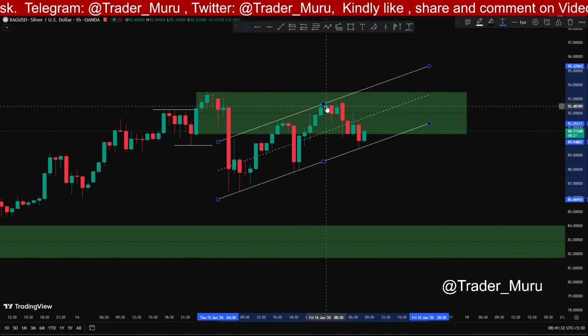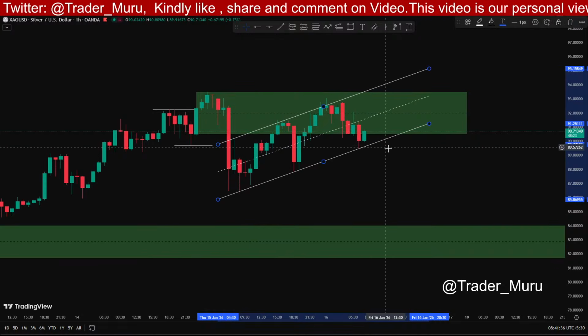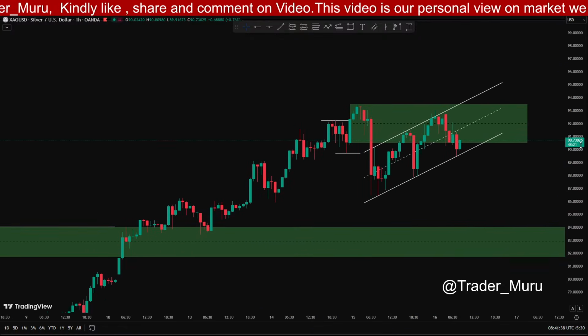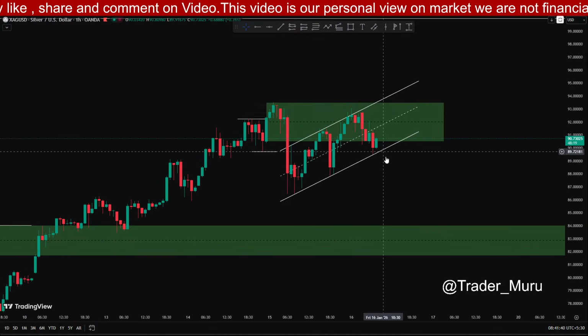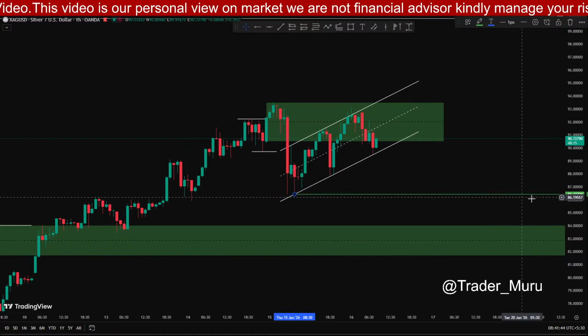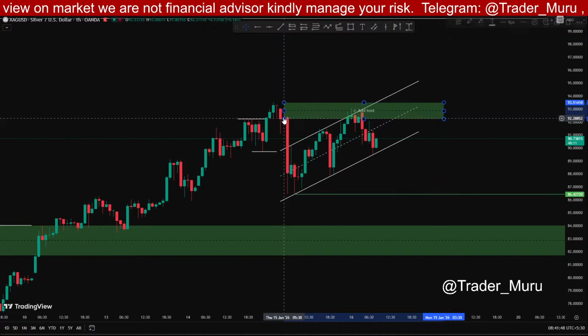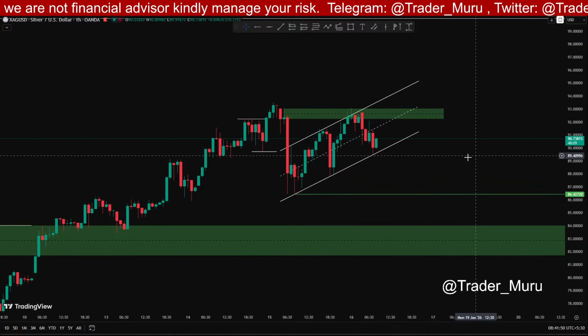So if you want to short silver, watch for the breakdown of this bear flag. After the breakdown, your target will be this low, around 8600, and we can reduce this zone to here.